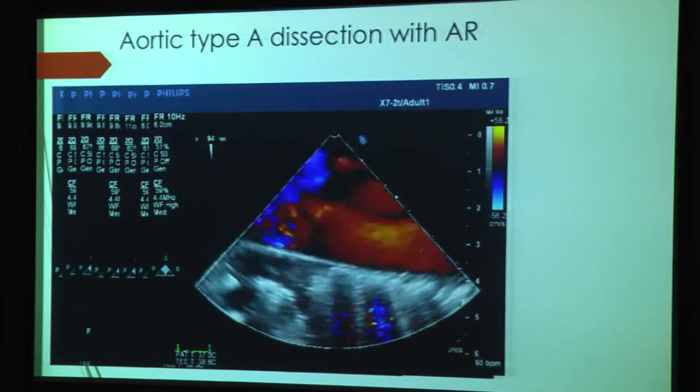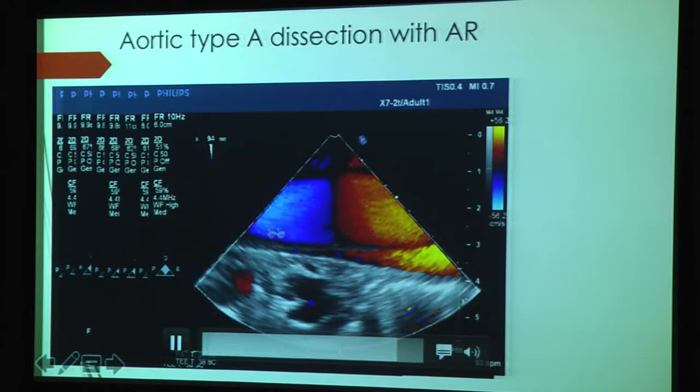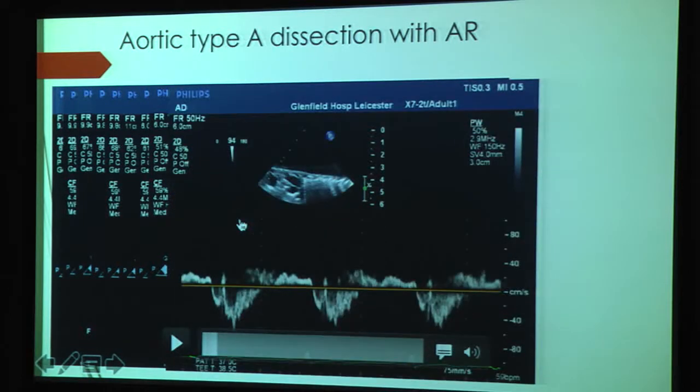This is a long axis view, and again, you see a dissection flap starting here. We put some pulse wave Doppler in the descending part. We see forward flow in systole and holodiastolic flow reversal in diastole. This is 20 centimeters per second, so it makes it severe.